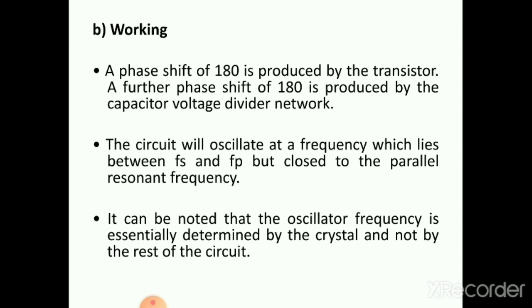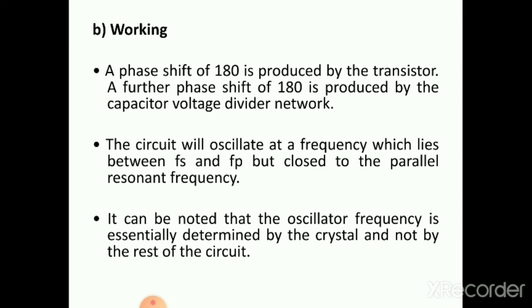We have to design such a circuit because C1 is connected in the input circuit, that is, the voltage across C1 is nothing but the VF, and C2 is connected into the output circuit where the voltage across C2 is the VO, and both the voltages are 180 degrees out of phase.